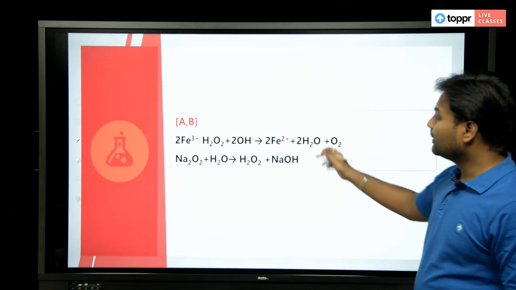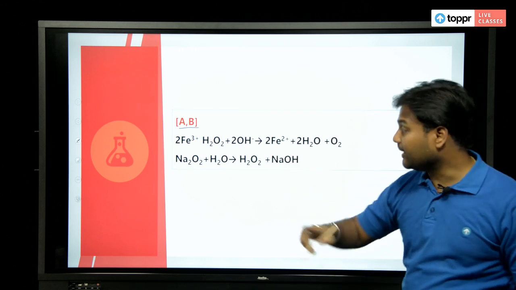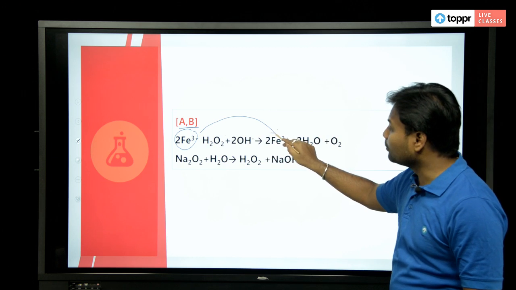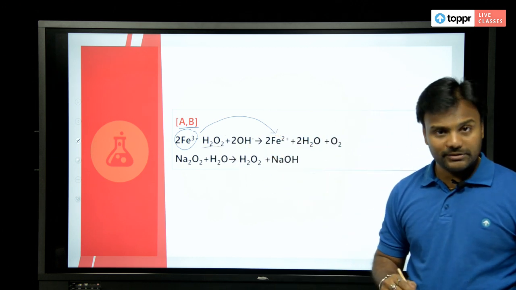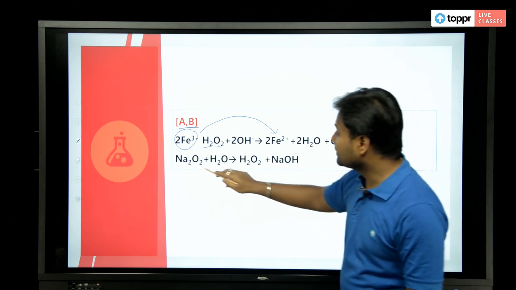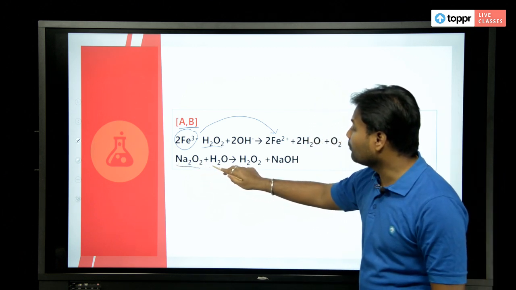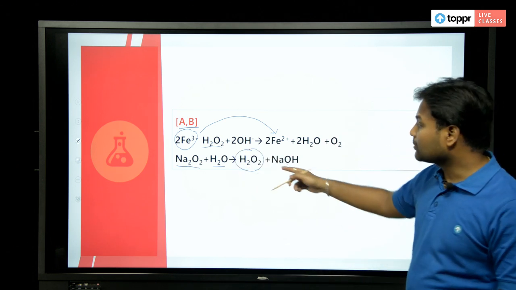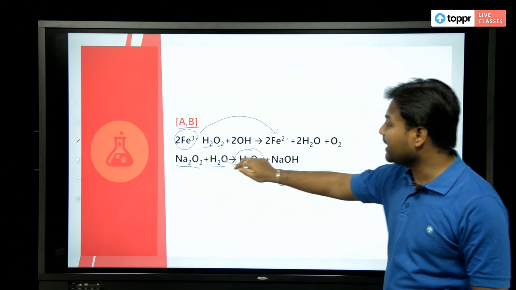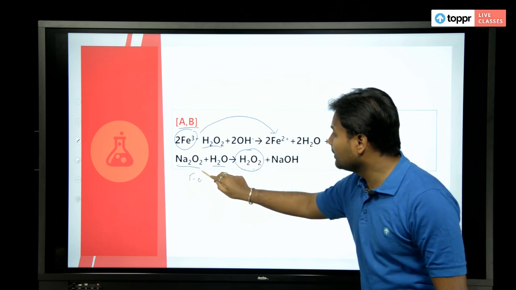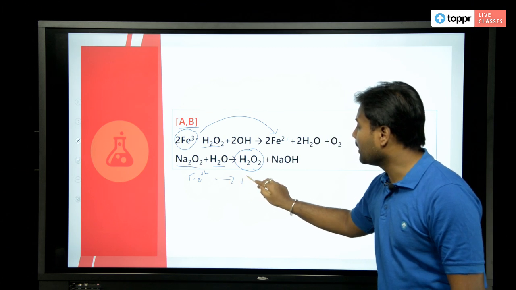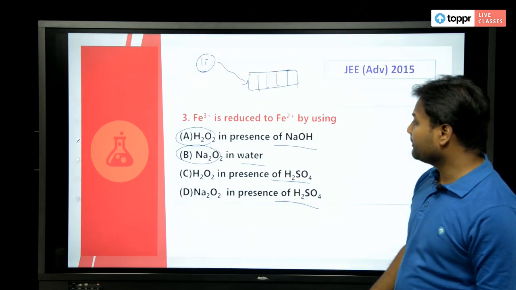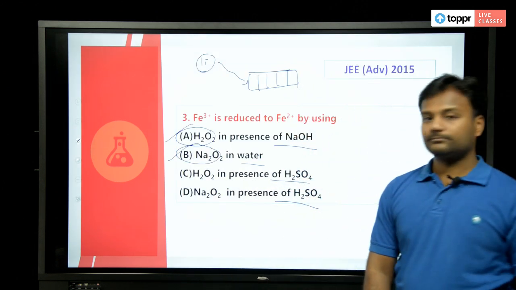So here the answers can be both A and B, because see, Fe3+ is reduced to Fe2+ in the presence of hydrogen peroxide. One more thing is here, sodium peroxide and water also gives you hydrogen peroxide and sodium hydroxide. So in these two cases, you can say that Fe3+ can give you Fe2+. So, answers can be these two, in water.